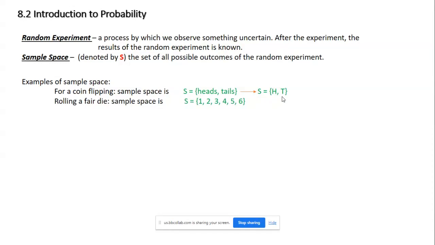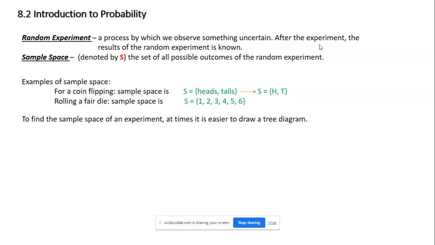Let's say that I was rolling a die, or a dice, right? A die, I think it's plural, but, actually, that's correct, die. A die has six sides, and they're numbered 1 through 6. So the sample space of an experiment rolling a die has six possible outcomes: 1, 2, 3, 4, 5, and 6. To find the sample space of an experiment, at times it's easier to draw a tree diagram. Let me show you how to do that.